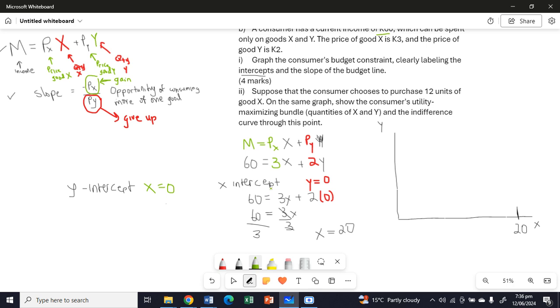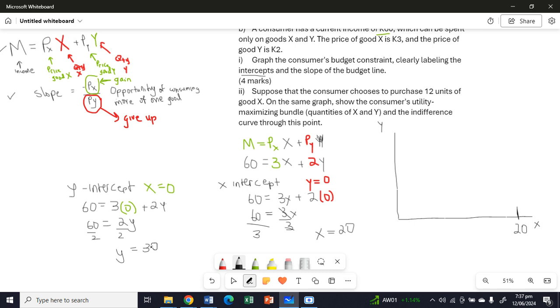Okay, so we want to find our y-intercept. To get your y-intercept, equate x to 0. So we come back to our budget constraint line. 60 equals 3, then substitute x with 0, plus 2y. 3 times 0, that is 0. So we remain with 60 equals 2y. In order to get the value of y, we divide both sides by 2. So y equals 60 divided by 2, that is 30.